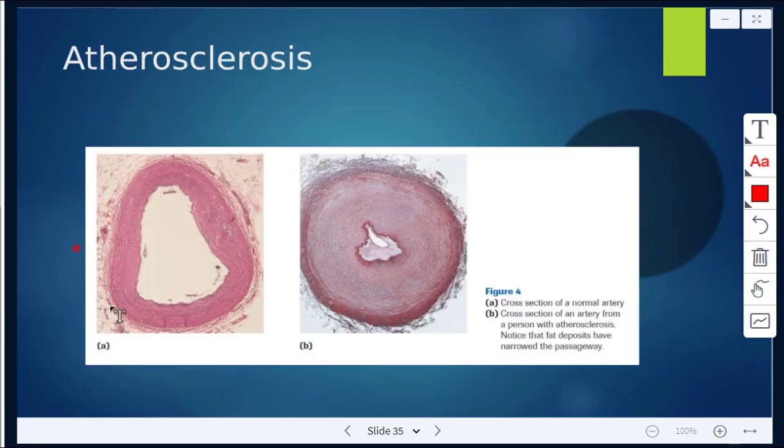So here in figure A, this is a normal artery. All right, nice and open space for blood flow. Here is a cross-section of an artery. This is a person that has atherosclerosis. All right, so a lot of buildup of plaque and a very narrow passageway for blood flow. Very narrow passageway. This will also increase blood pressure.